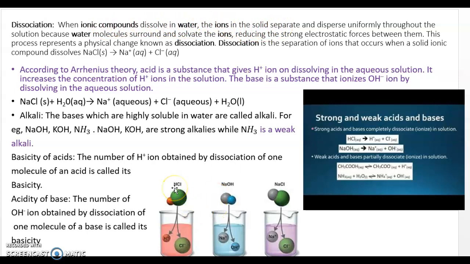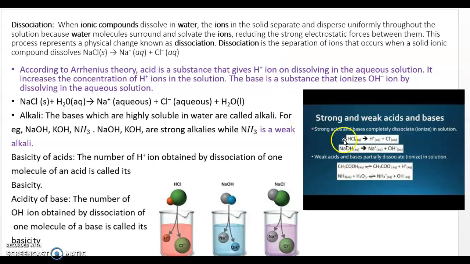Take HCl: H plus and Cl minus separate and disperse uniformly throughout the solution because water molecules surround and solvate the ions. Solvate means it dissolves. Whatever attractive force is there, that dissolves, reducing the strong electrostatic force between them. So this process represents a physical change known as dissociation. In short, it is a separation of ions that occurs when a solid ionic compound dissolves.